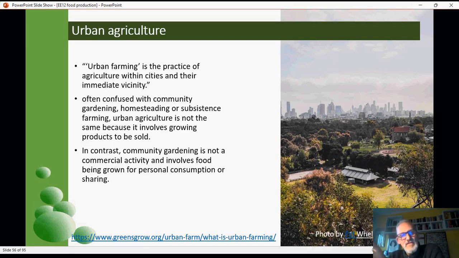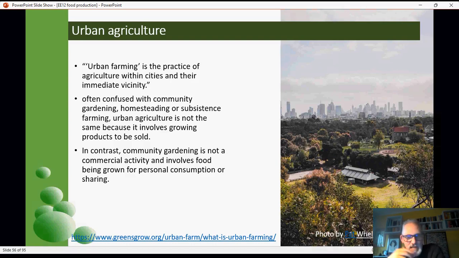Okay. This may get confused with community gardening. It's not quite the same, because community gardening is essentially groups of people in a community who get together and say, okay, we're going to grow some stuff and we're going to share it. Which is fantastic. Urban agriculture is actually about commercial farming, okay? But it's commercial farming in an urban space, which makes it a little bit different.